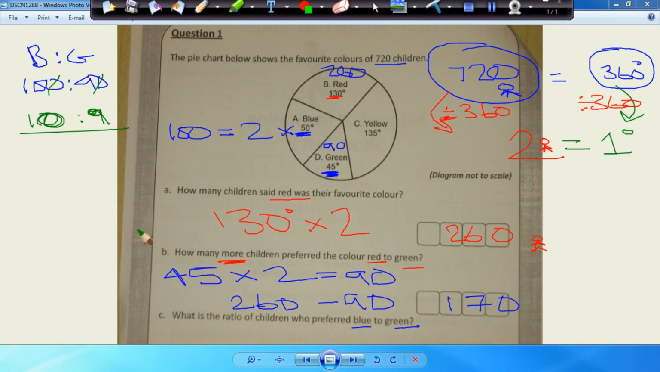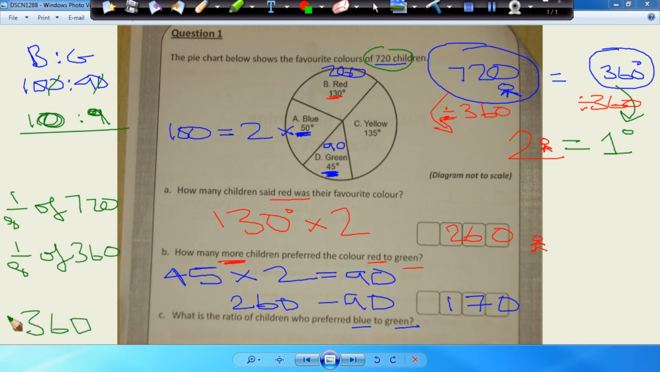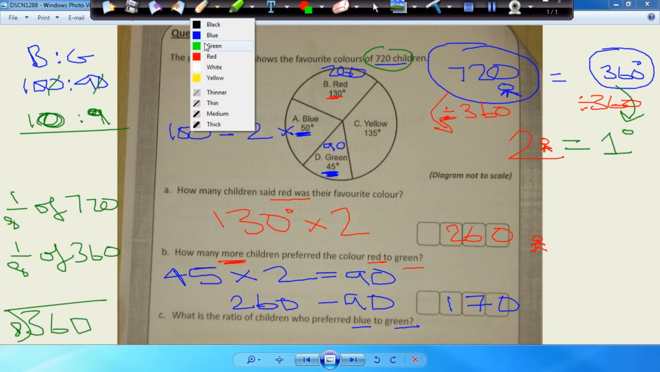Okay, part D. Mark the letter for the color that 1/8 of the children said was their favorite. So 720 children altogether. So we've got to work out 1/8 of 720 is one way of looking at it. Or we work out which is 1/8 of 360, isn't it? So what's 1/8 of 360? How do we work out 1/8 of 360? So 360, we divide that by 8. So let's work that out.